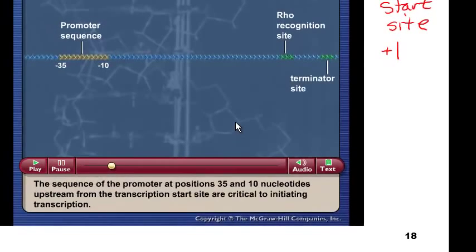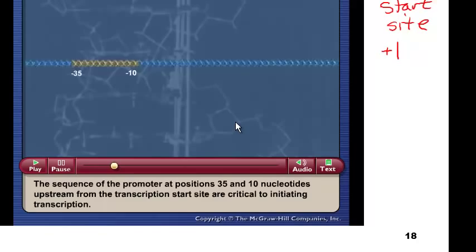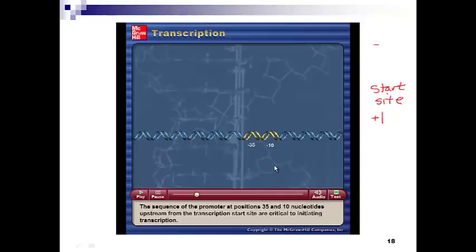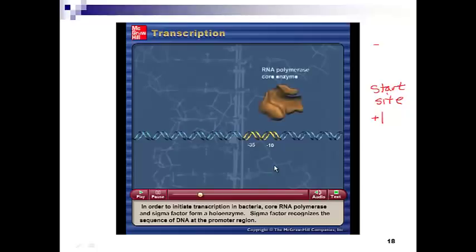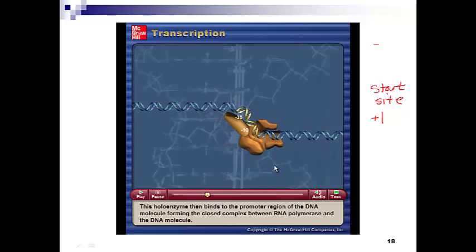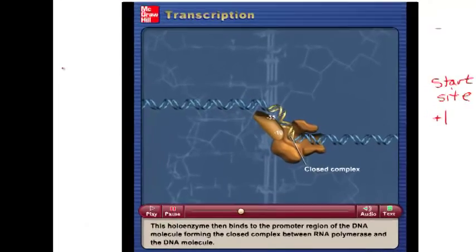The sequence of the promoter at positions 35 and 10 nucleotides upstream from the transcription start site are critical to initiating transcription. In order to initiate transcription in bacteria, core RNA polymerase and sigma factor form a holoenzyme. Sigma factor recognizes the sequence of DNA at the promoter region. This holoenzyme then binds to the promoter region of the DNA molecule, forming the closed complex between RNA polymerase and the DNA molecule. So here's essentially the 3 steps of initiation.